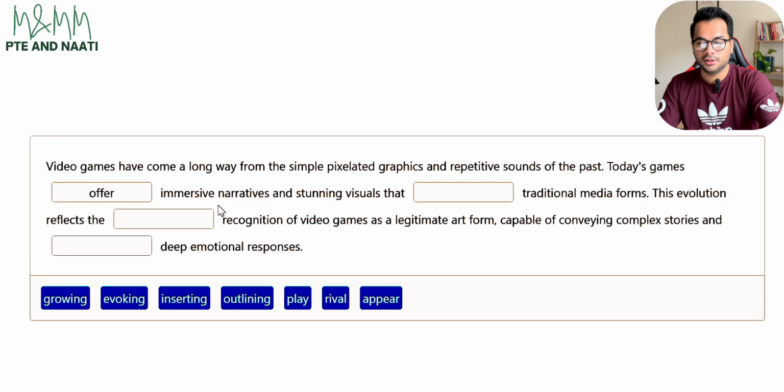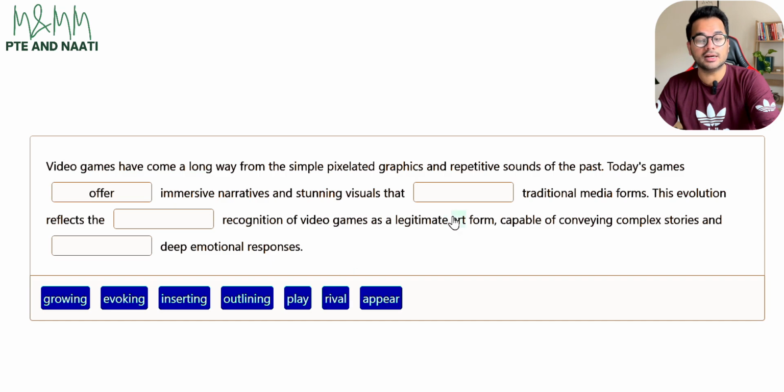So immersive narratives and stunning visuals that dash traditional media forms, we need a verb which is comparing traditional media forms. So let's have a look. That growing traditional media forms, grammatically incorrect. That evoking, again, ing verbs can't be here. So all these 4 options are again out of the play.